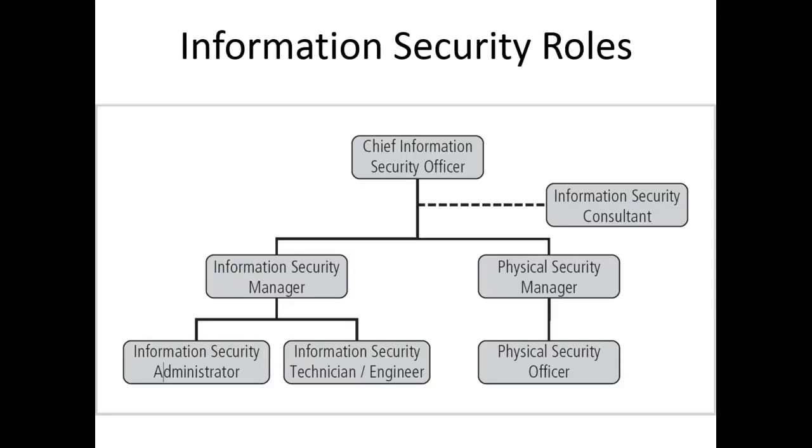This is the org chart. In this chart, we can see that the Chief Information Security Officer is the most senior information security role. Then you have the consultant, who consults with the Information Security Officer, and then you have the Information Security Manager and Physical Security Manager. Under the Information Security Manager are the administrators and then the technician engineers. And under the Physical Security Manager, you have the Physical Security Officer.